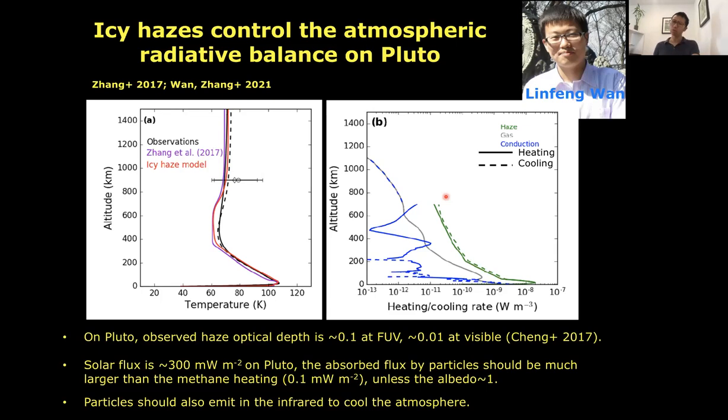So this is a very unique atmosphere. Pluto's atmosphere seems to have its energy balance dominated by particles instead of gas. Totally dominated by particles instead of gas. So this is a very interesting atmosphere. We never saw this kind of thing before. So once we go out into the outer solar system, we found something new.